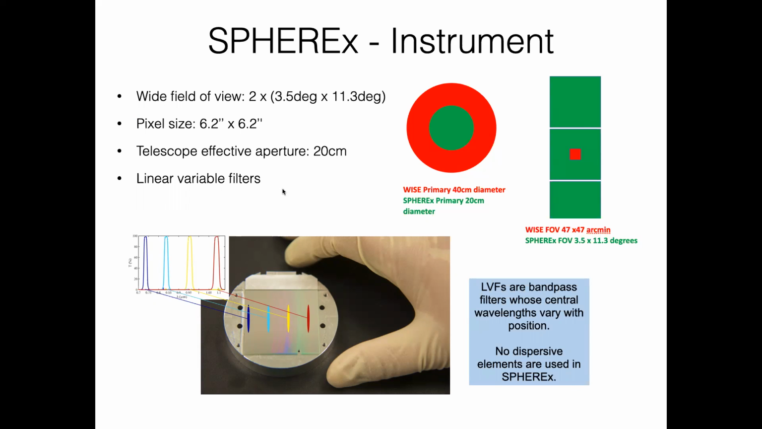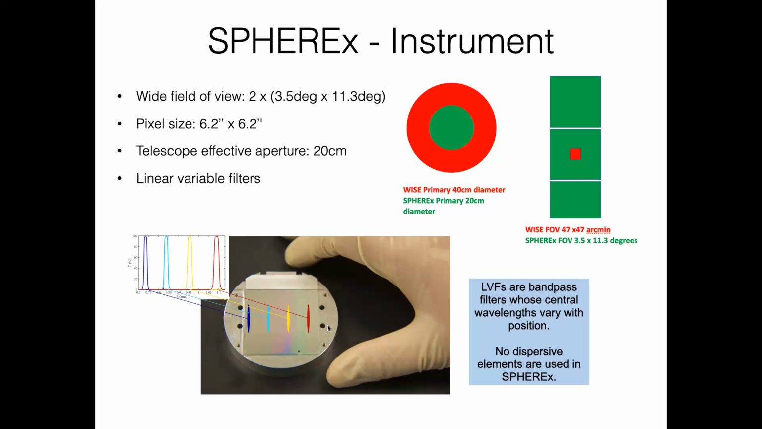We use linear variable filters. This is a really cool technology that lets you basically have a cheap spectrum. Usually taking a spectrum of a galaxy is very expensive. You stare at it for a long time. What we have here is basically 102 very narrow bands. So it's like a photometric survey, but with very narrow bands, and we got 102 of them. The technology that enables us to do that is the linear variable filters.